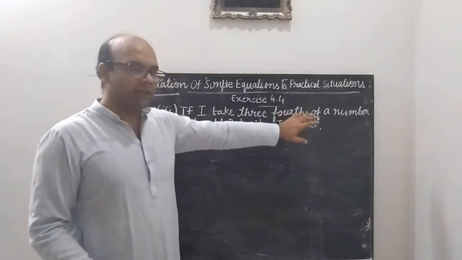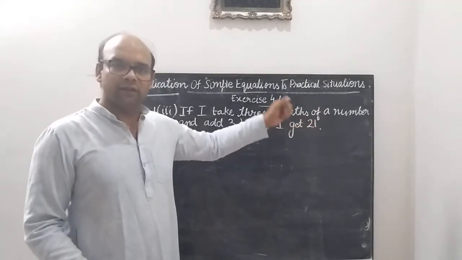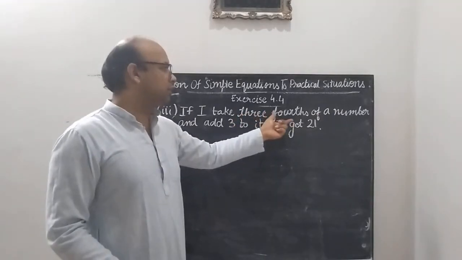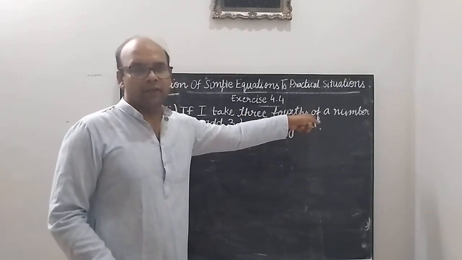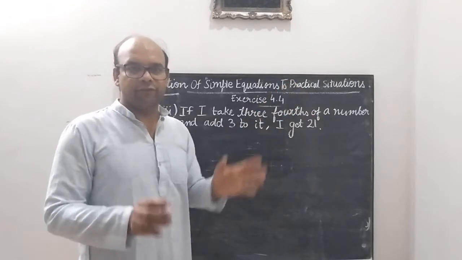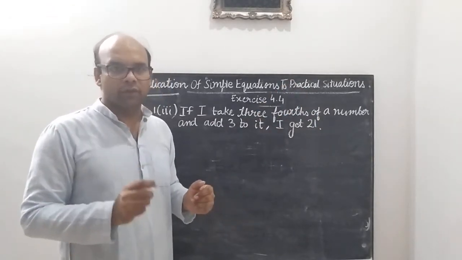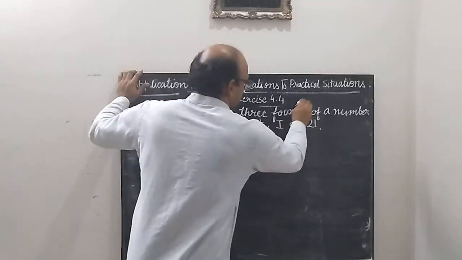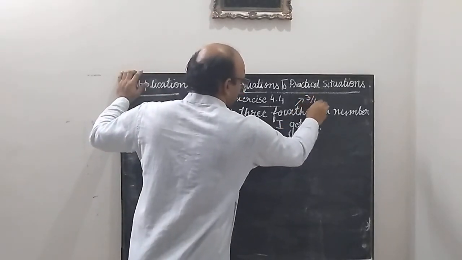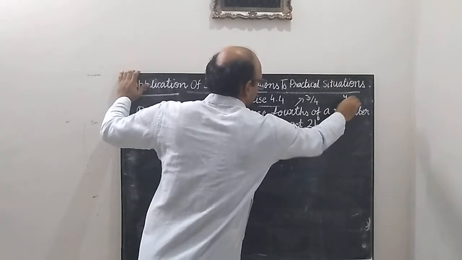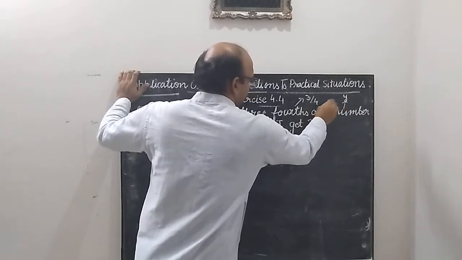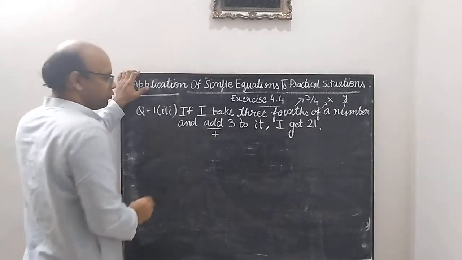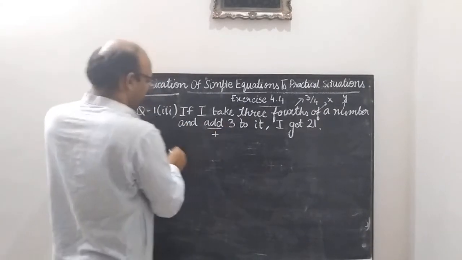Again, we take the unknown number, say this time we take it to be y. 3/4 of means we are multiplying. 3/4 means 3 by 4. The number we are taking this time is y. Of basically implies multiplication. Add basically leads to plus, and 3.